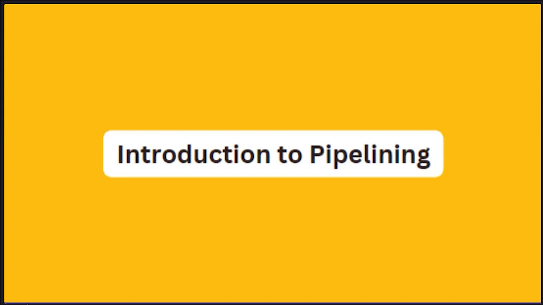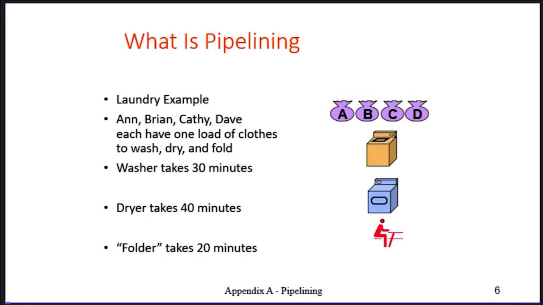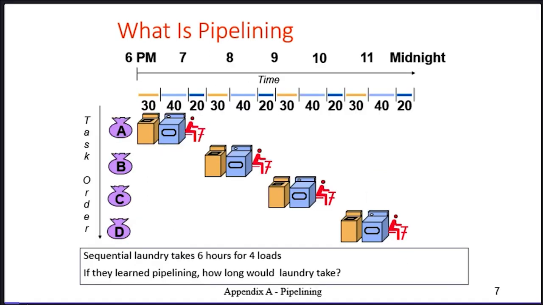What is pipelining? Pipelining, a standard feature in RISC processors, is much like an assembly line. Because the processor works on different steps of the instruction simultaneously, more instructions can be executed in a shorter period of time. To demonstrate, we use the laundry analogy.